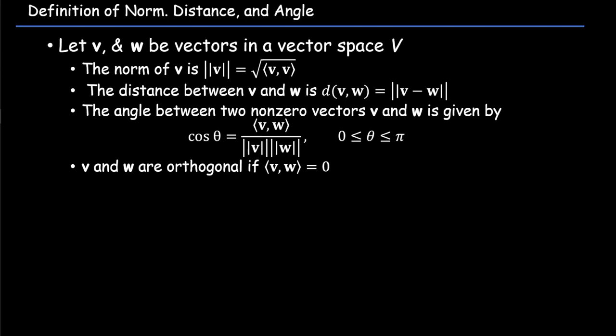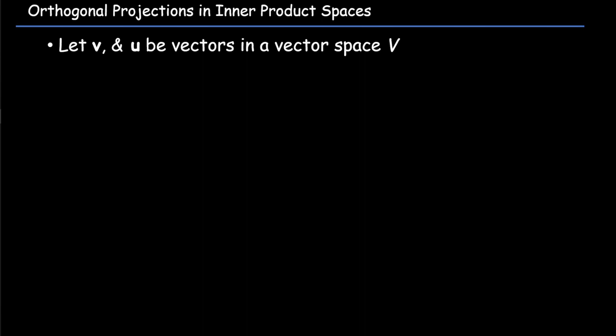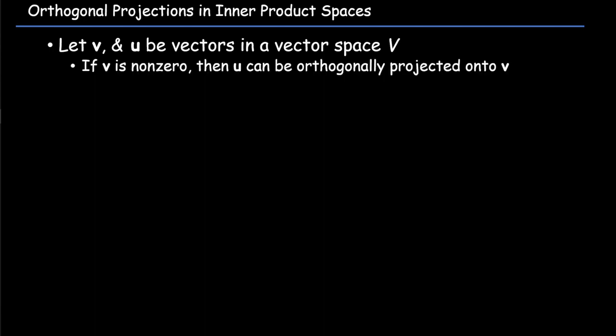And so now we are going to talk about orthogonal projections in inner product spaces. We're going to let v and u be vectors in the vector space V. If v is non-zero, then you can orthogonally project onto v. That means that if v is any vector but 0, you can have a second vector u, which has to be non-zero, have a projection on v such that it is orthogonal to vector v.